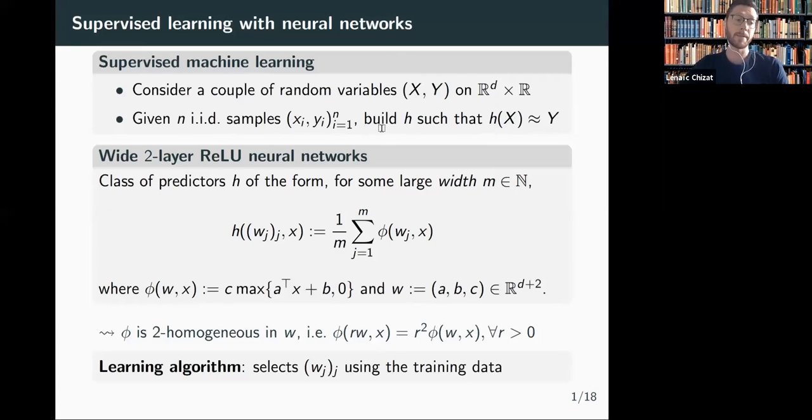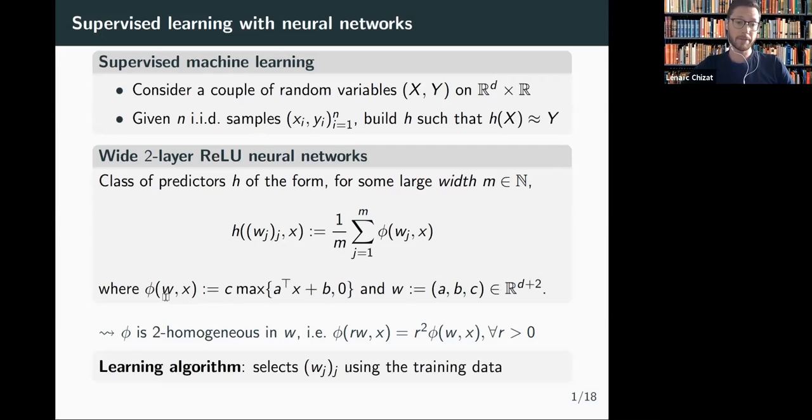So there are many ways to solve this task. But we will focus on wide two-layer ReLU neural networks. So this is a specific class of predictor, which has the following form. So for two-layer ReLU neural networks, we can write the predictor h as the sum of simple functions, which we'll call phi, which are parameterized by some weights w_j. And here, m is the width of the hidden layer of the two-layer neural networks.